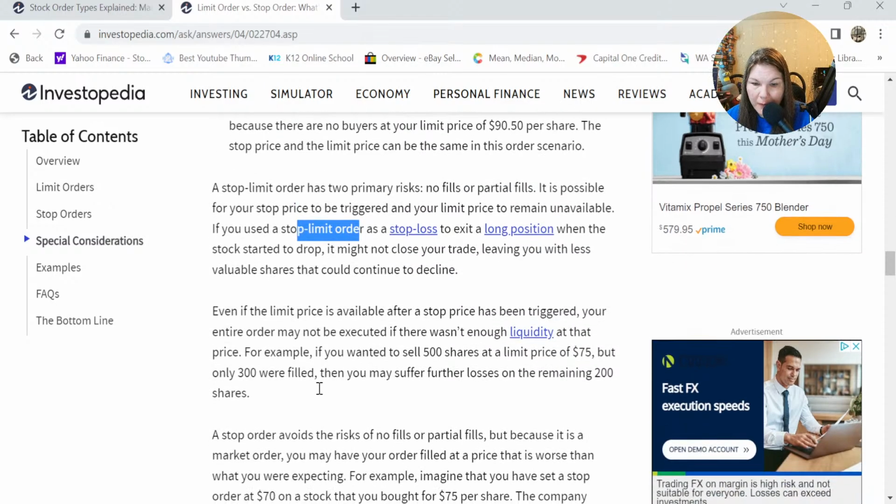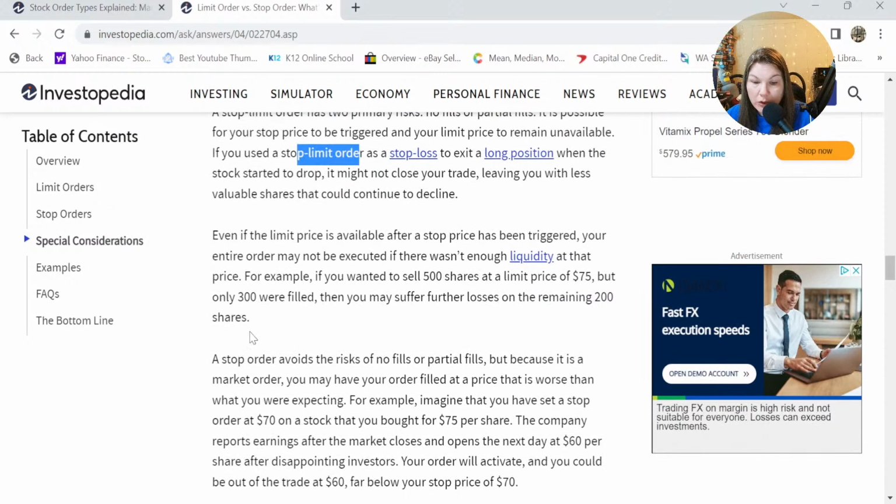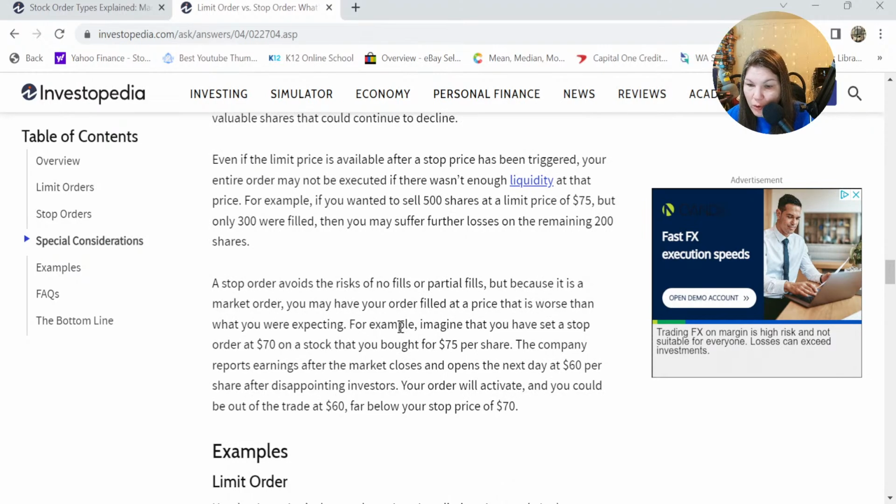You got to know this. Even if the limit price is available after a stop price has been triggered, your entire order might not be executed if there wasn't enough liquidity at the price. For example, if you wanted to sell 500 shares at a limit price of $75, but only 300 were filled, then you may suffer further losses on the remaining 200 shares. A stop order avoids the risks of no fills or partial fills, but because it's a market order, you may have your order filled at a price that's worse than what you were expecting.